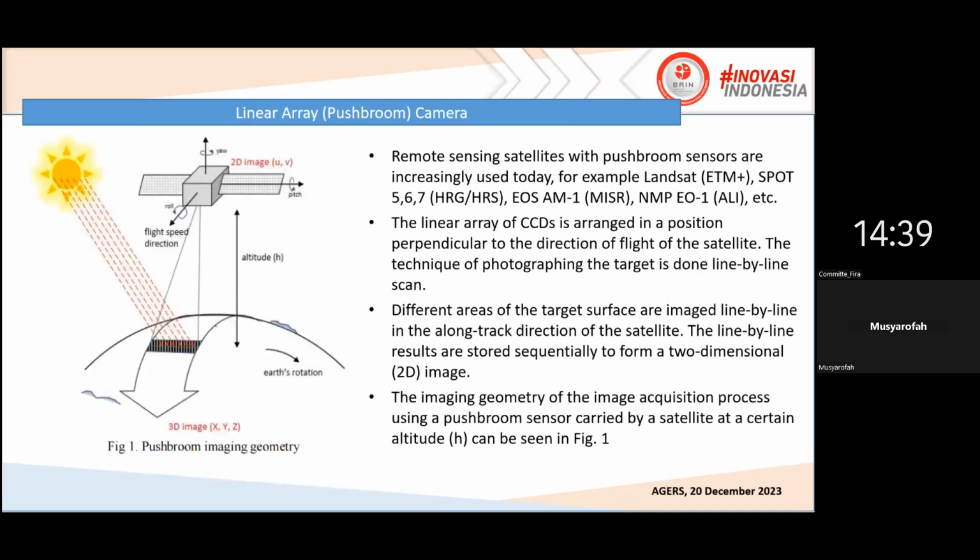So, remote sensing satellites with push-broom sensors are increasingly used today. For example, Landsat, SPOT, EOS, and ALOS observation 1, the linear array of CCD is arranged in a position perpendicular to the direction of flight of the satellite. The technique of photographing the target is done line by line. Different areas of the target surface are imaged line by line in the along-track direction of the satellite. The line by line results are stored sequentially to form a two-dimensional image. The push-broom imaging geometry can be seen in the figure.